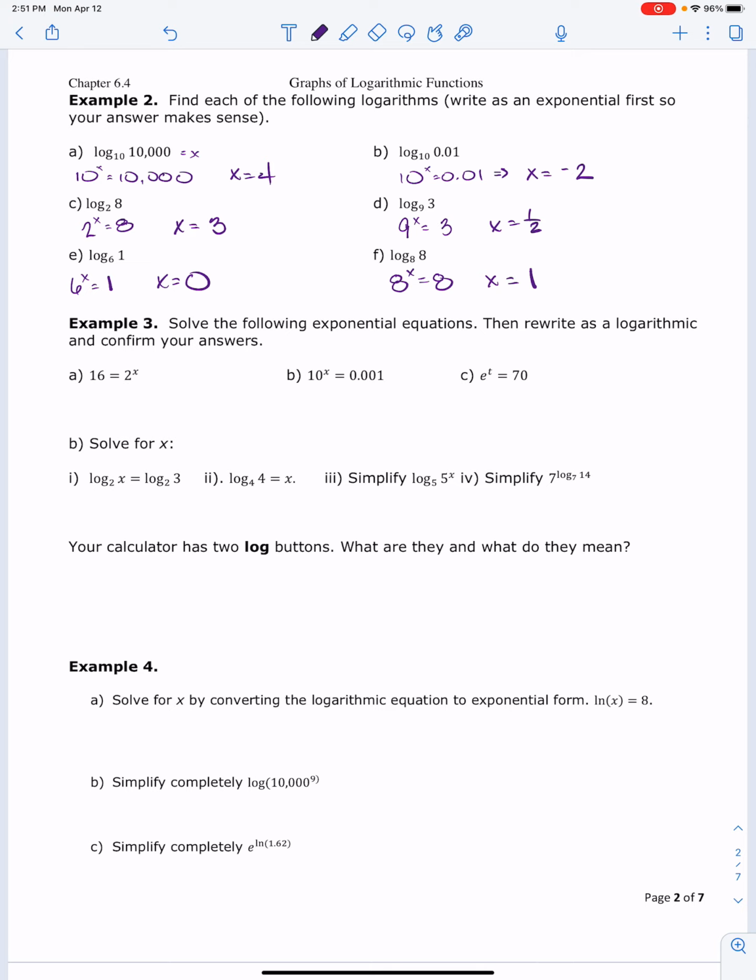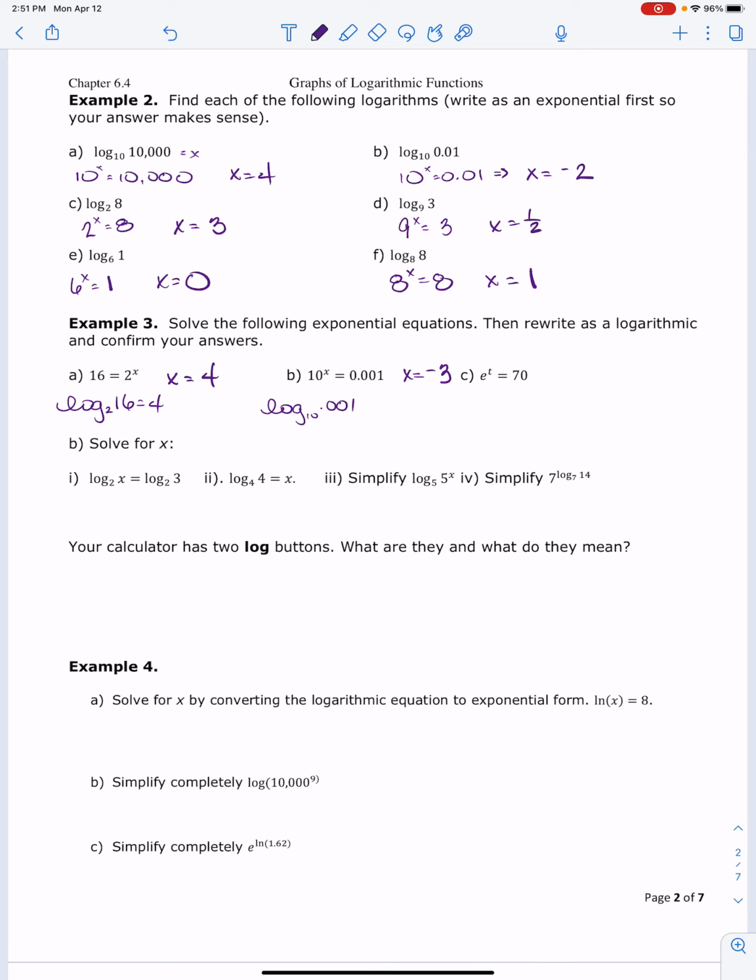So A, we're going to solve this exponential. 16 equals 2 to the x, so x equals 4. That means in our calculator, if we were to type in log base 2 of 16, we would get 4. 10 to the x equals 0.001. x equals -3. So we're going to type in log base 10 of 0.001 and hit enter.